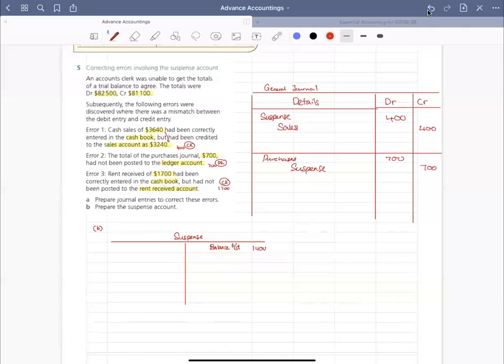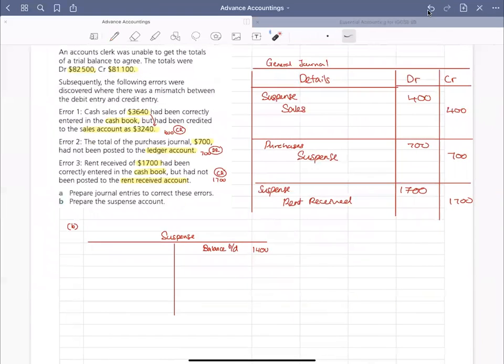Okay, so now the last one, rent received 1,007 has been correctly entered in the cash book but has not been posted in the rent received. So rent received, we need to credit it. Credit. And the last one will be suspense. We have to debit. If you see that there are no two entries to put in the other entries, there's a very high chance that it's suspense account. So how do we put it into our suspense account here based on the journal? The journal records the title of the account. So here it says that in the suspense account, you are supposed to write on the debit side. So $400 will go into the debit side.